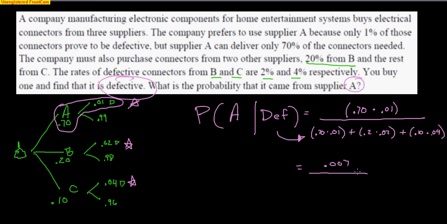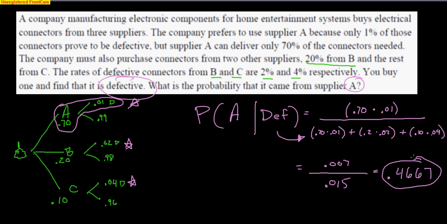On the bottom, I got to be careful. I'm going to do 0.7 times 0.01 plus 0.2 times 0.02, that's 20% B, 2% defective for B, plus 10% for C, times 0.04 for it being defective, which gives me 0.015. So there's only a 0.015 chance that a chip is defective, but I want to find the probability that that defective chip is A. So I'm going to take the 0.007 divided by the 0.015, and I get 0.4667.